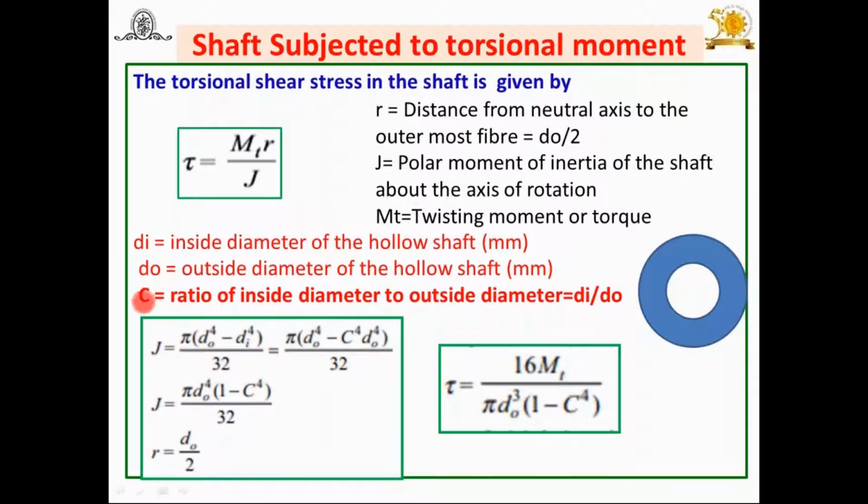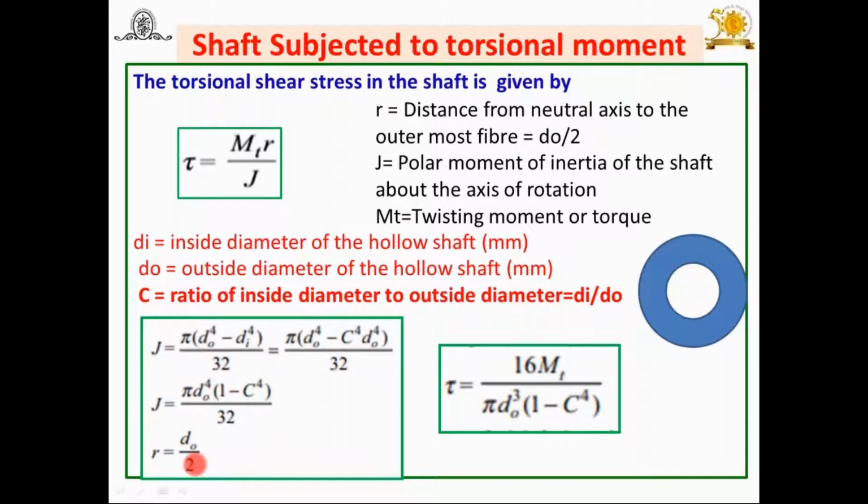Again here, but we know that C, what is C? That is di by do. So you can substitute this di, replace di is equal to C into do. C into do, but it's in 4, the C raised to 4, do raised to 4. And then again you can solve it here. So you will get J is equal to, you can take the do raised to 4 common. The J is equal to pi into do raised to 4 in bracket, it comes outside, the 1 is remaining, 1 minus C raised to 4 upon 32.